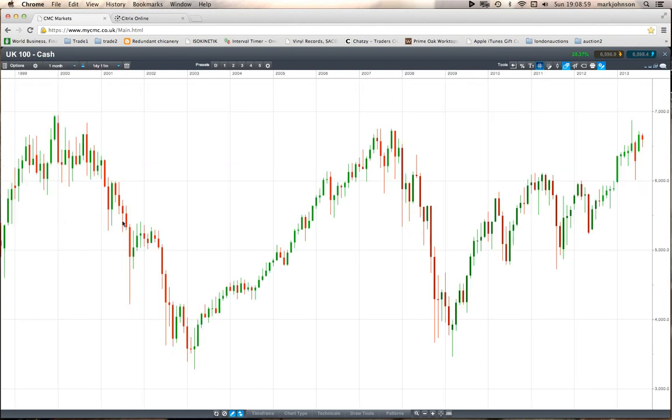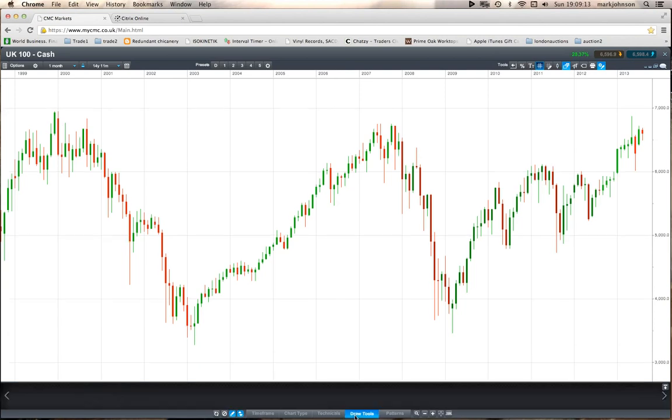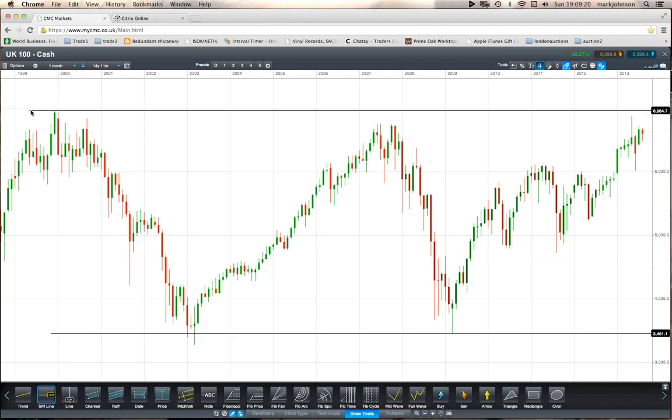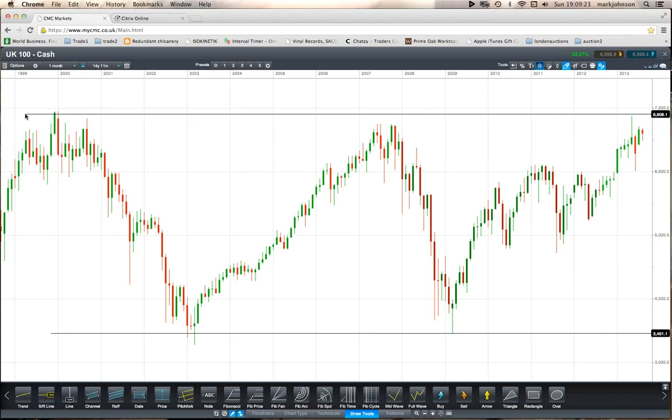Let's go up to a month. Right, this is a monthly going back to 2000, and we've had peaks in 2000, 2007. Now, if you step back and look at this, you can see that this is actually ranging between here, which is about 3,400, and 7,000. So there's a 3,500 range that the FTSE has been in for the last 13 years.